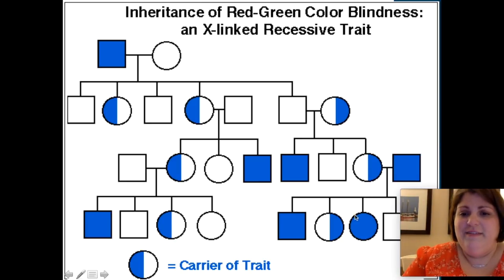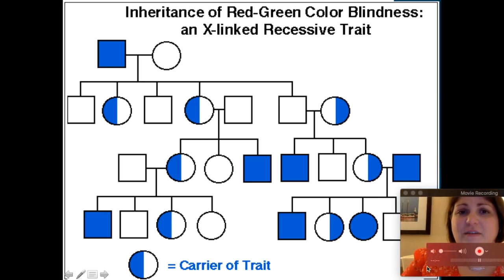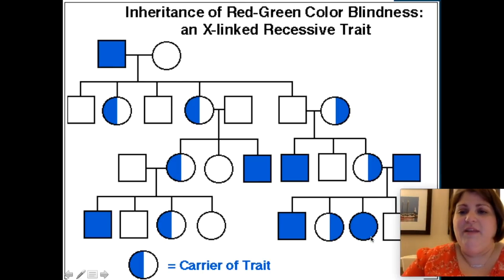Our last clue is this girl down here, generation 4, number 7. So female 4-7 has the recessive trait. That means she has to have gotten it from both parents. The only way that's possible is if her dad has it and her mom had at least one allele, in which case she does.